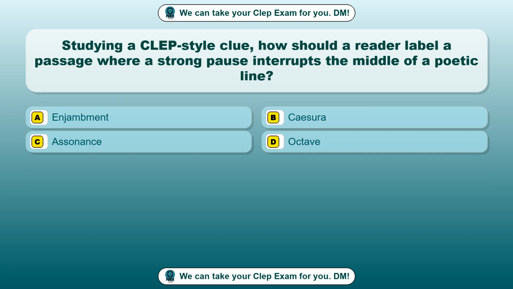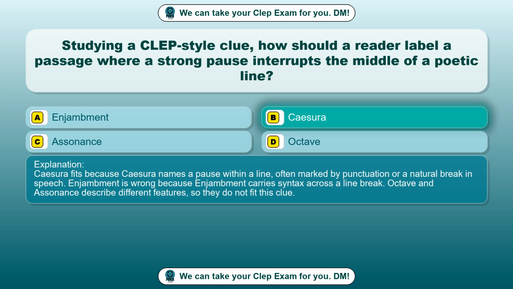Question 25. Studying a CLEP-style clue, how should a reader label a passage where a strong pause interrupts the middle of a poetic line? Option A, enjambment. Option B, caesura. Option C, assonance. Option D, octave. The correct answer is option B, caesura.